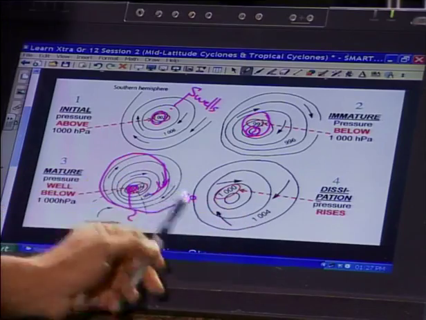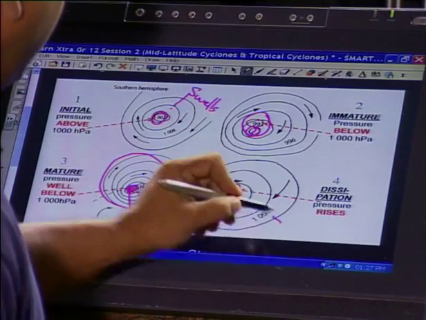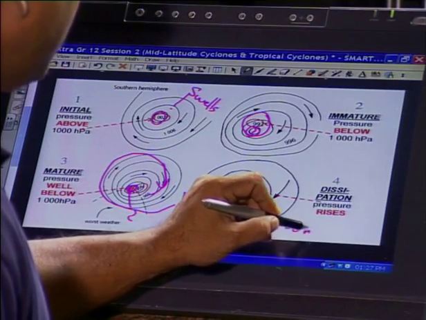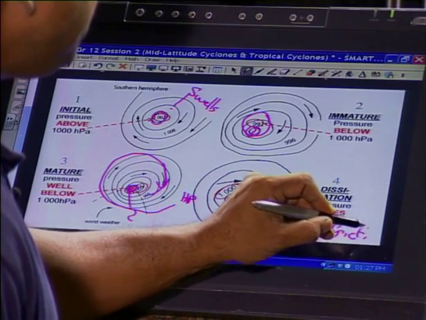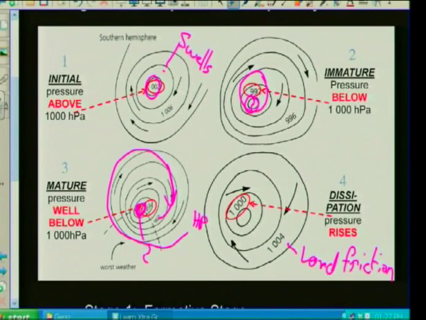How would this happen? It would happen when it goes over land, because what happens over land? All right? When it goes over land, with land, we have friction. And friction, what does it do? It mixes the air. Number two, land is dry. There's less humidity, less latent heat. Okay? So land with its friction, etc., would cause it to dissipate.